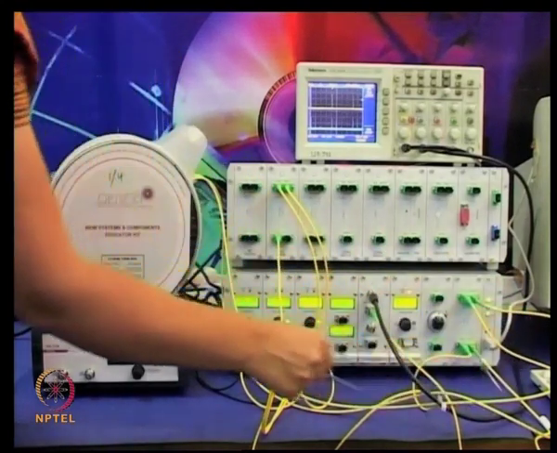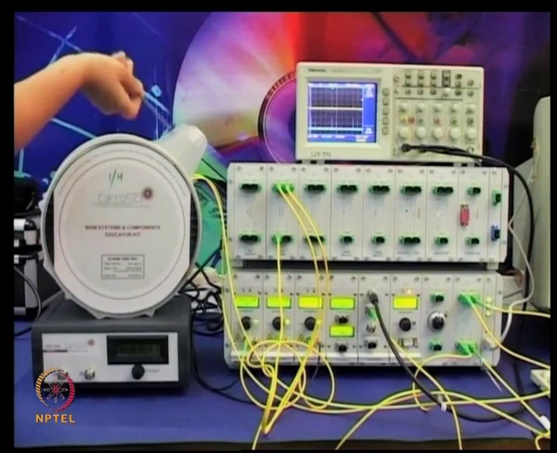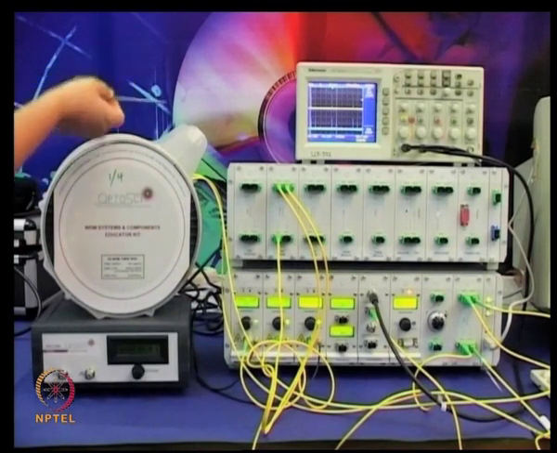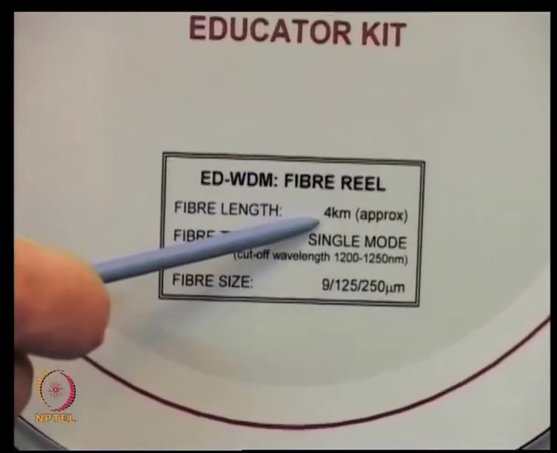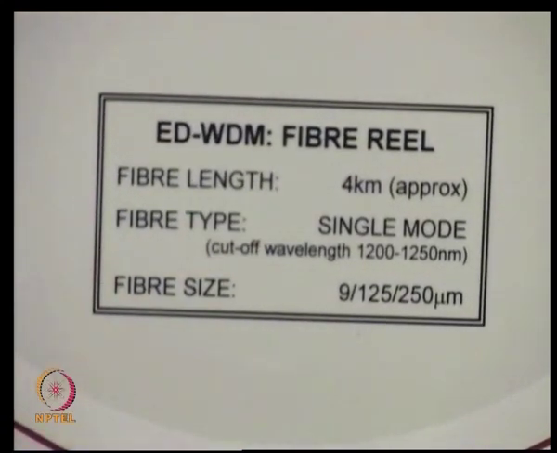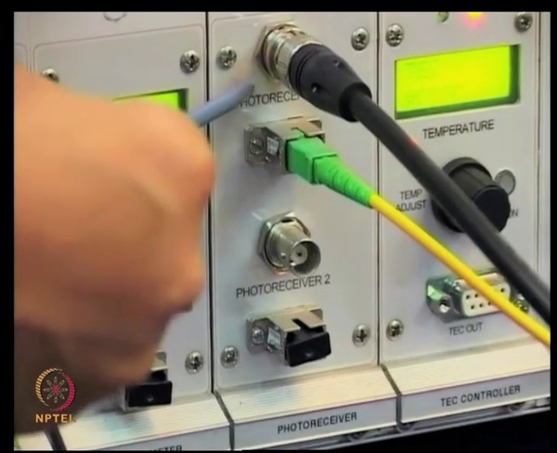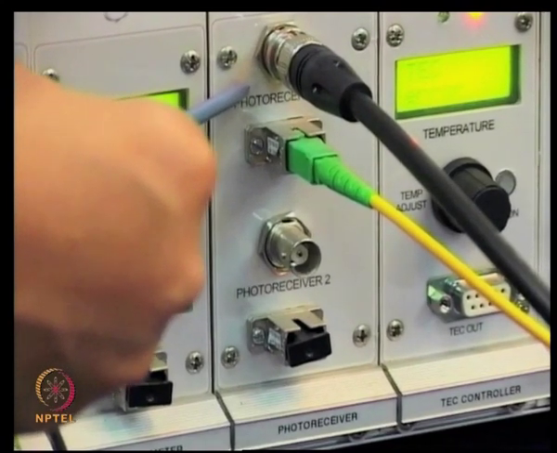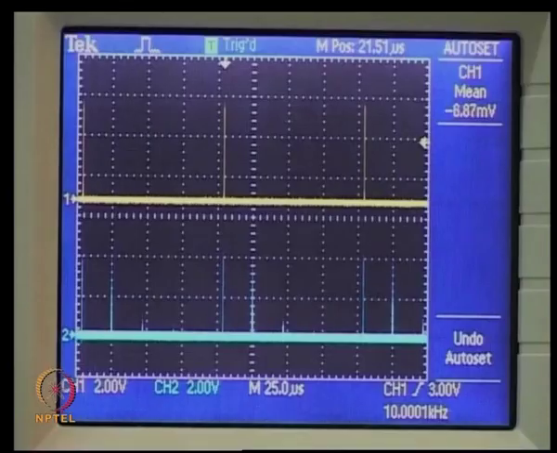Port 4 is connected to port 2 by a 4 km long fiber reel. This is a 4 km long single mode fiber. This is the photoreceiver RF output. This is the output of the photoreceiver.